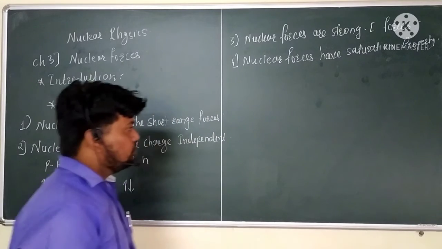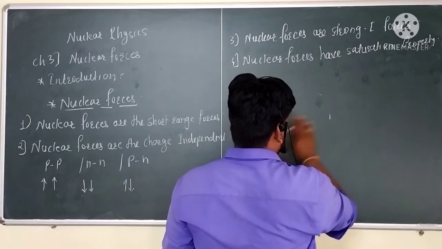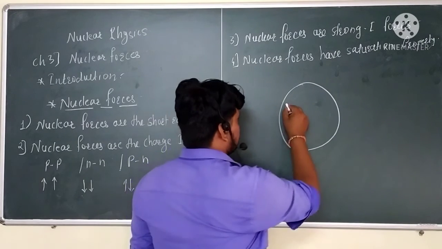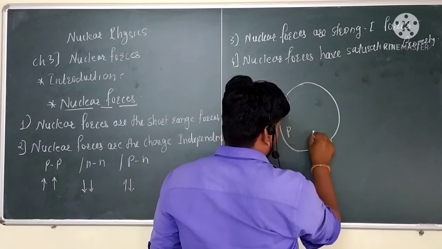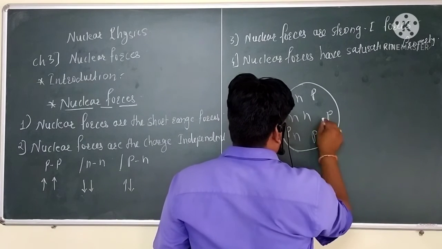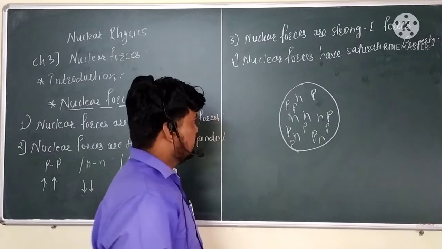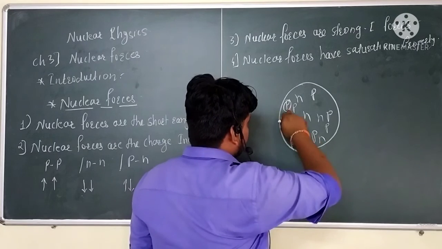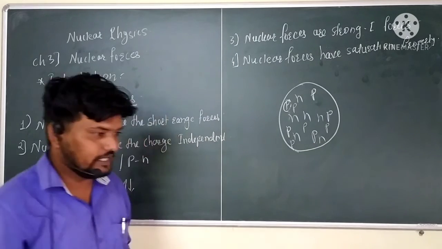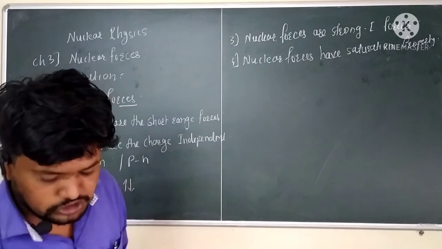So if we consider the volume of any nucleus, and the density of the nucleus, for example this is the volume, and in the nuclear part there is a proton, proton, proton, and for example neutron, neutron, neutron, something like that. So for example this proton can interact with this proton or this neutron, but it is not possible for it to interact with all the protons and neutrons. That's why we say nuclear forces have the saturation property.